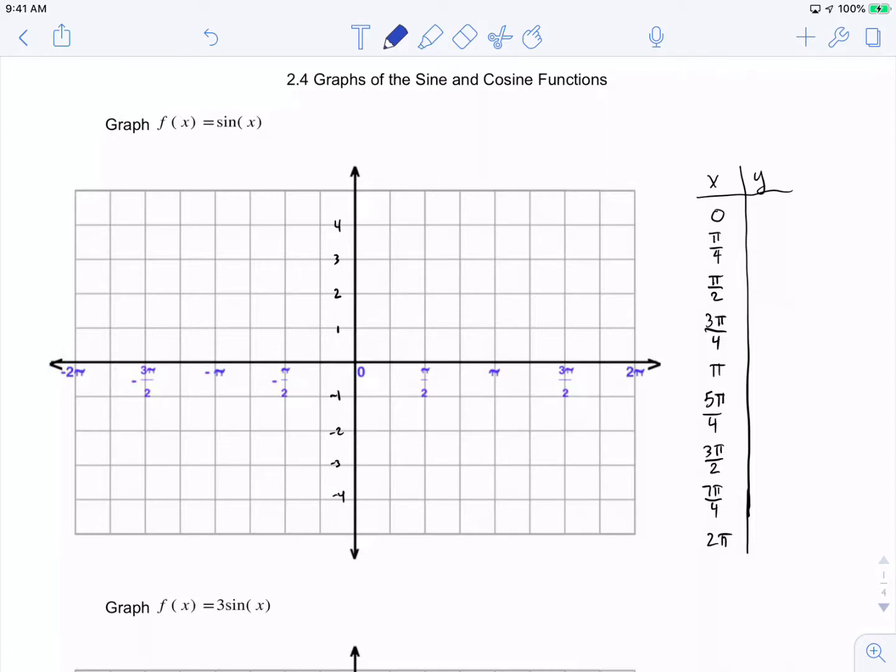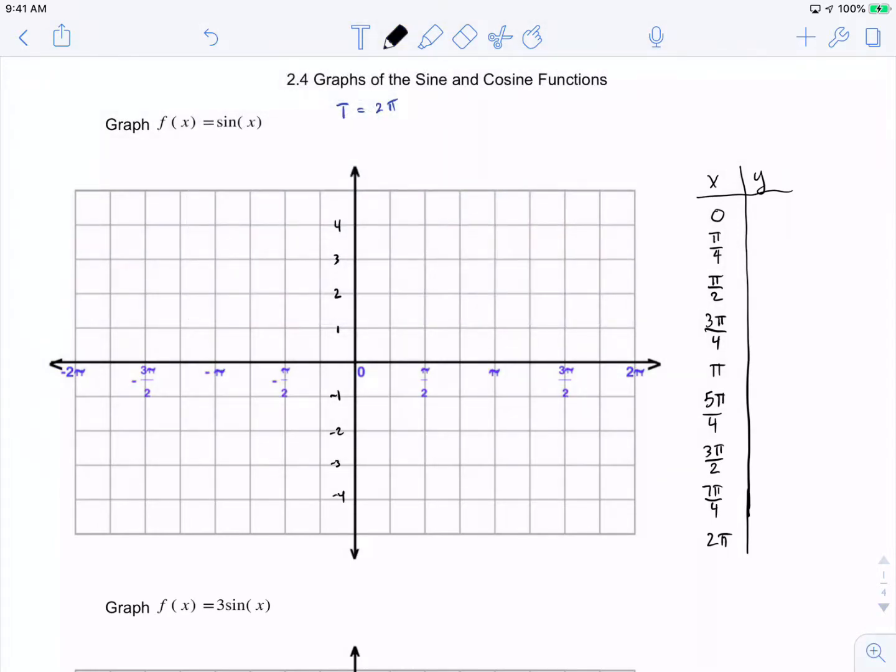Hello class, today we're going to be going over section 2.4, graphs of sine and cosine functions. The first graph that I'm going to talk about is sine of x. A couple of things that we know about sine of x is that the period, and the symbol that we're going to use for that is T, is 2 pi. We know it's the same for cosine, but I wanted to give that to you right off the bat. So that's one of the important things that we know.